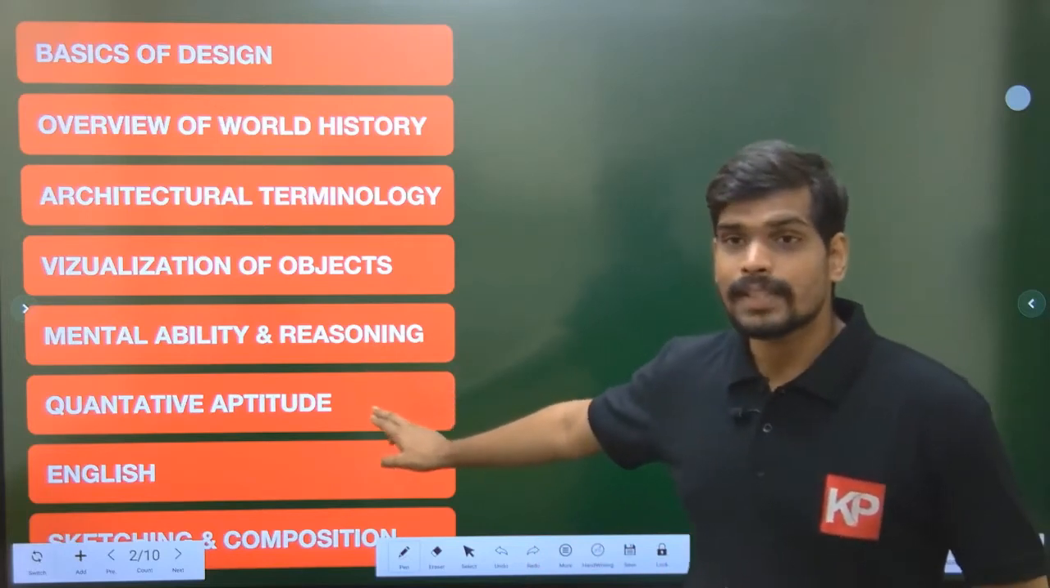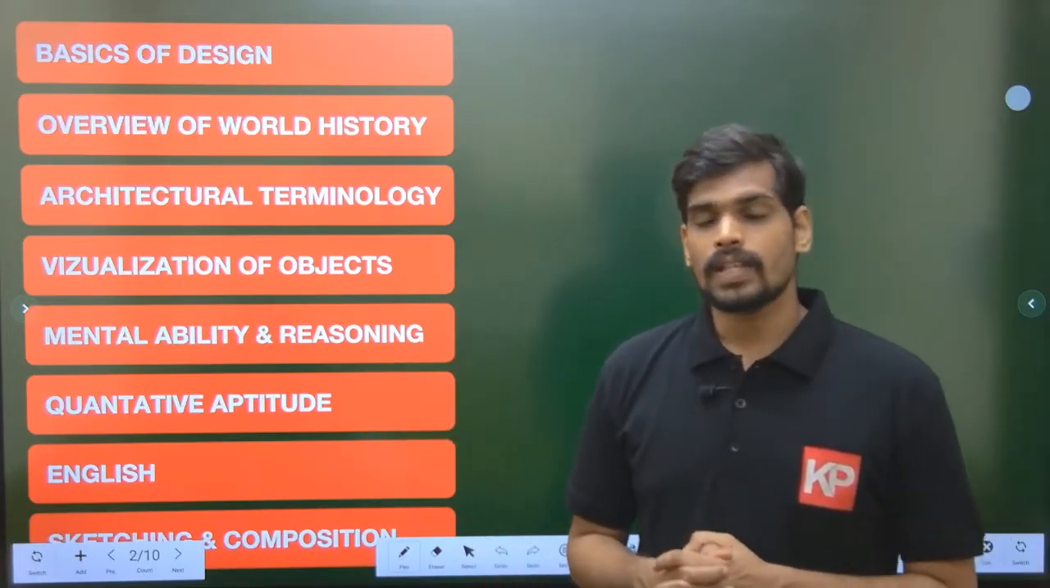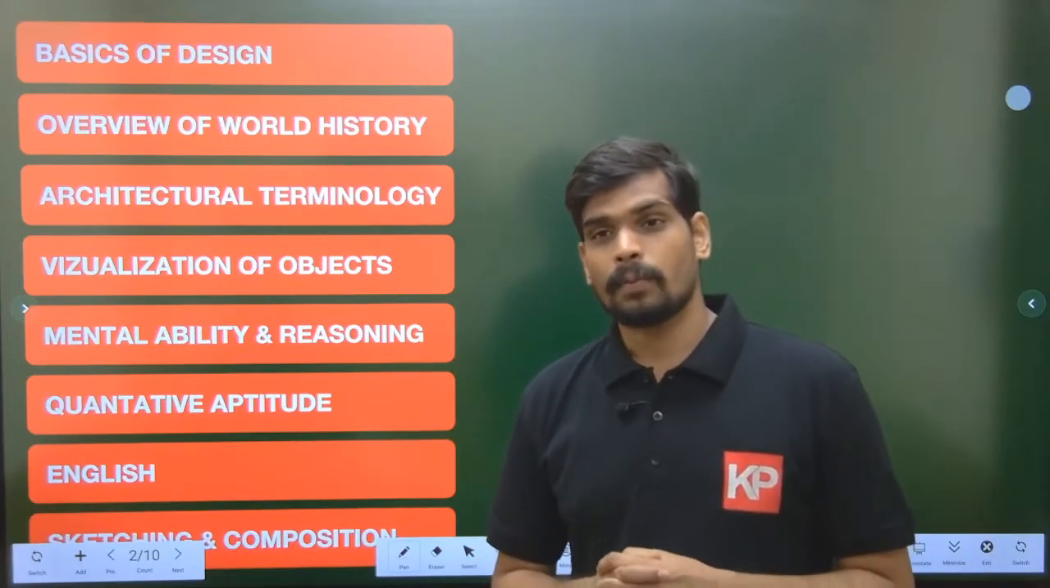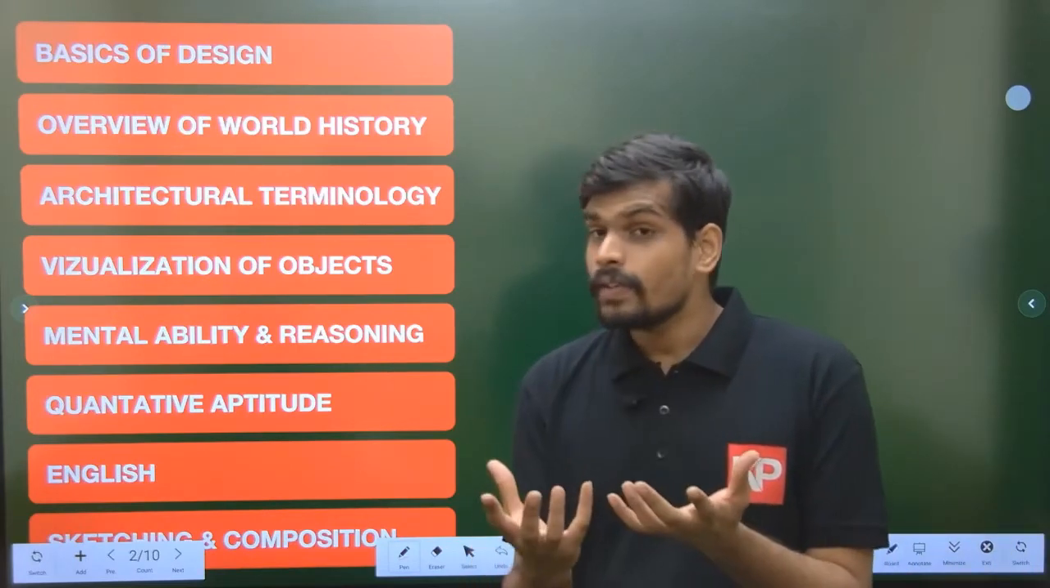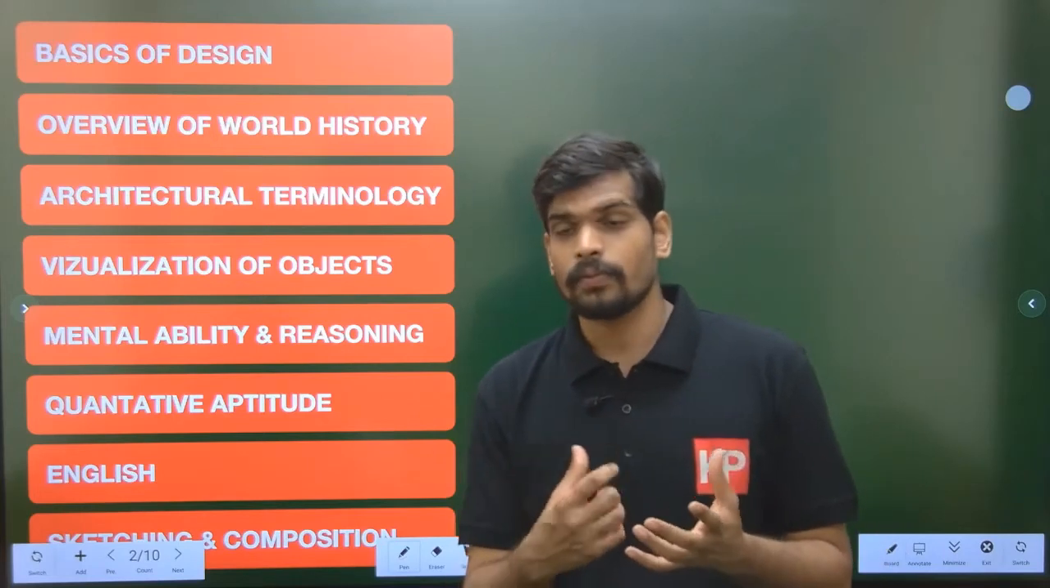Then you have module number 6, which is quantitative aptitude, which covers topics of basic math like profit and loss, time and work. So we cover these basic aspects, even geometry, which are important from NATA point of view particularly.